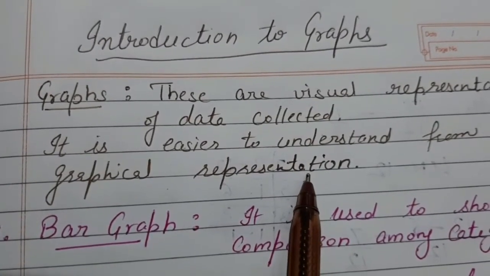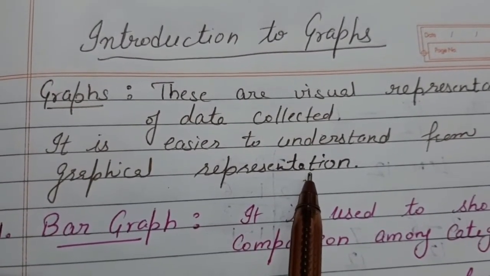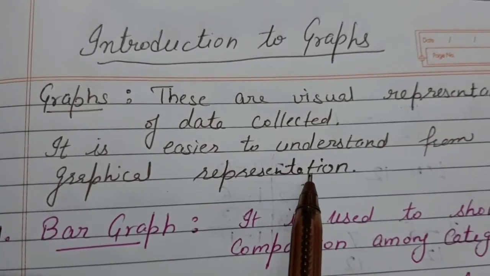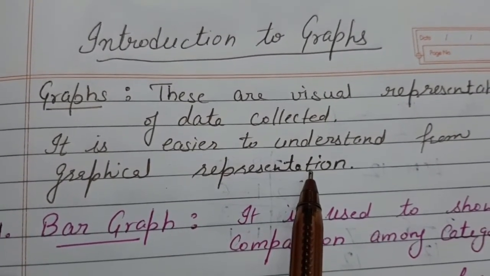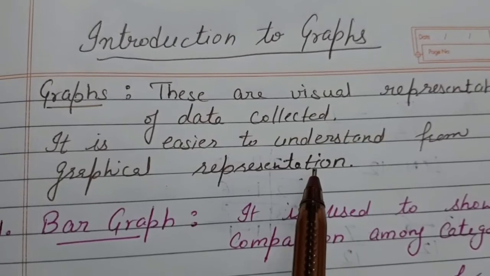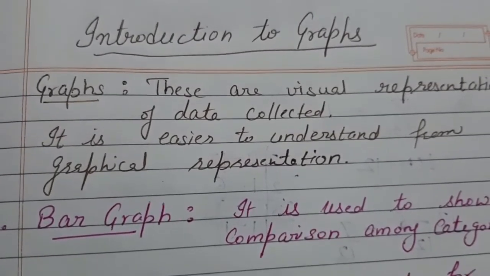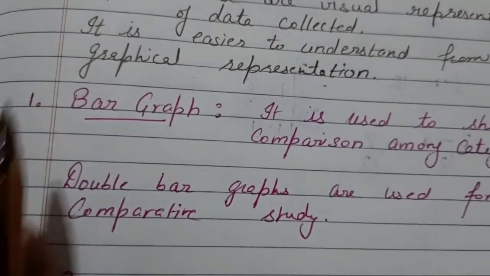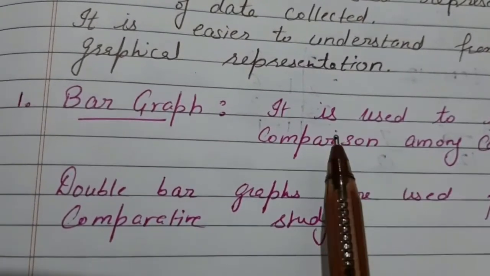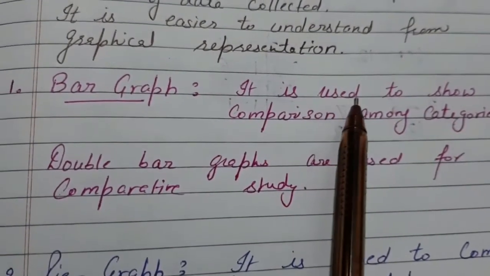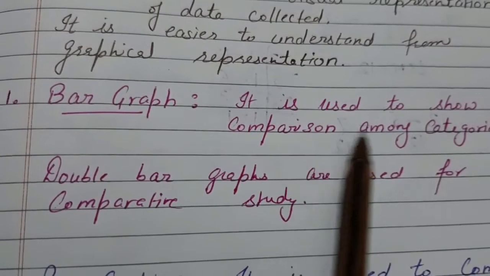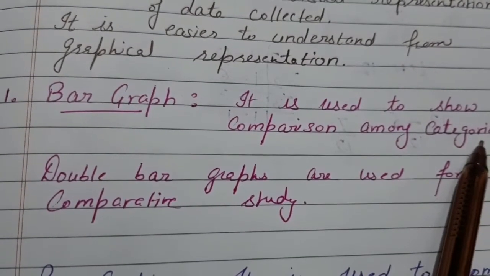So you must have seen the weather forecast also. It is also shown with the use of graphs. So how many types of graphs are there? The very first one is the bar graph. Bar graph is used to show the comparison among the categories.